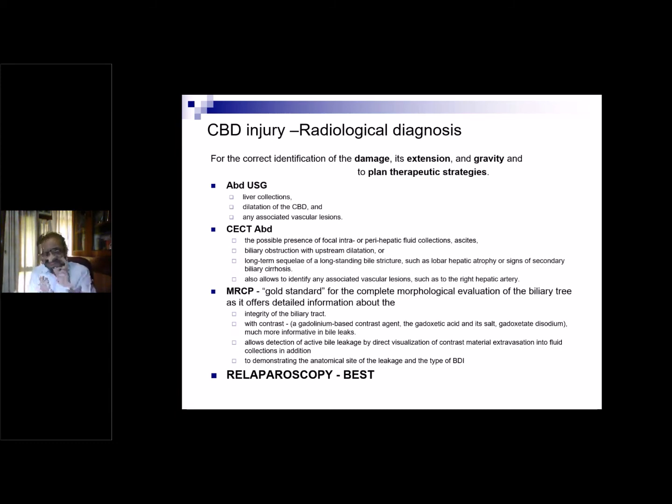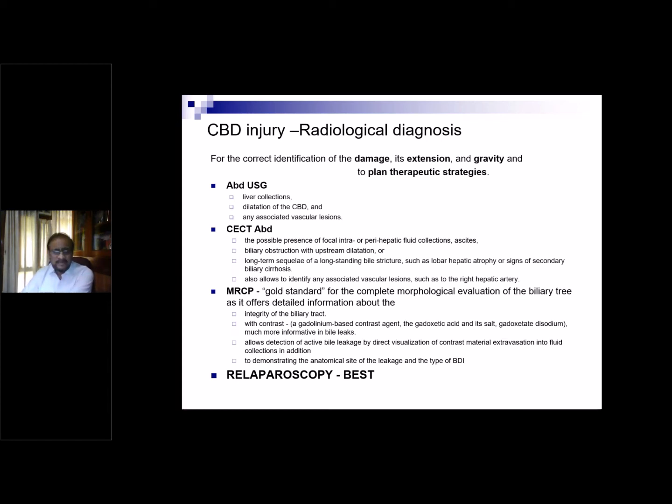So you've got only two options. Next time, forget about CT, forget about the USG. If you don't have recourse to MRCP, which we do have now, even at small centers, go and do an MRCP and do a re-laparoscopy. If not, then you can do an abdominal ultrasound or a CT.